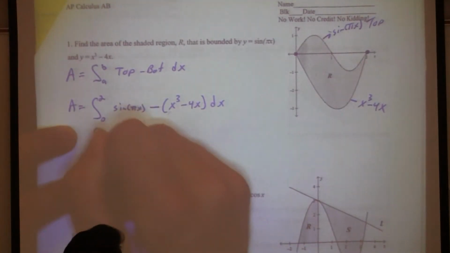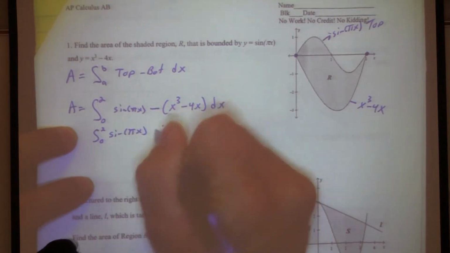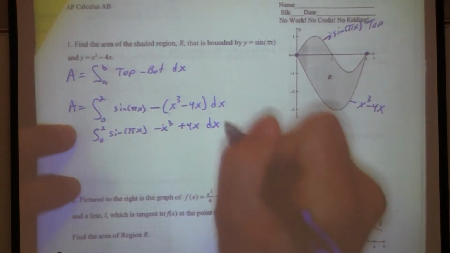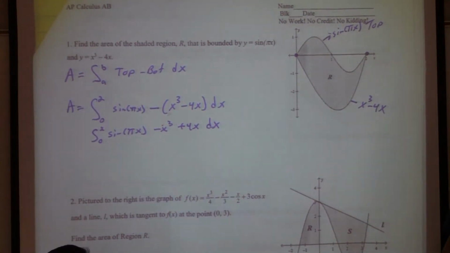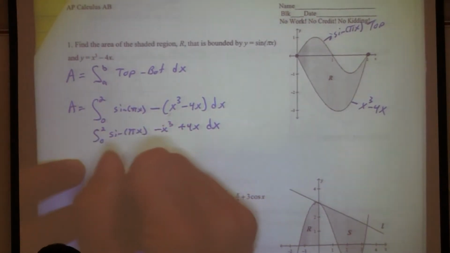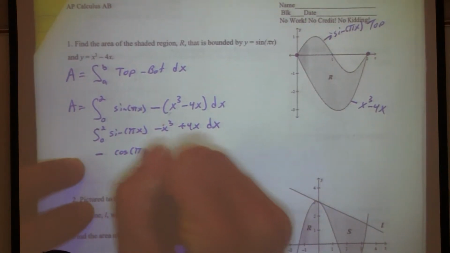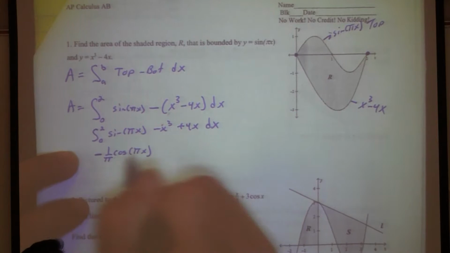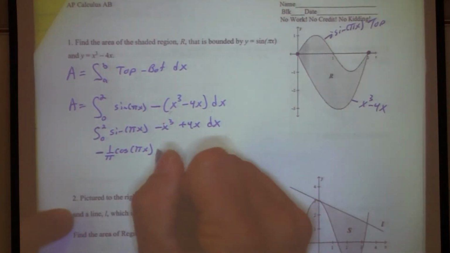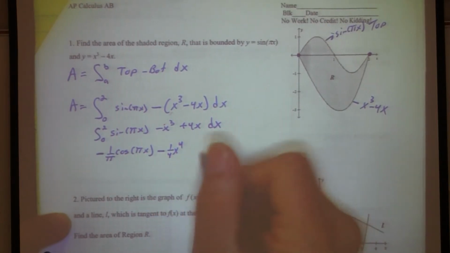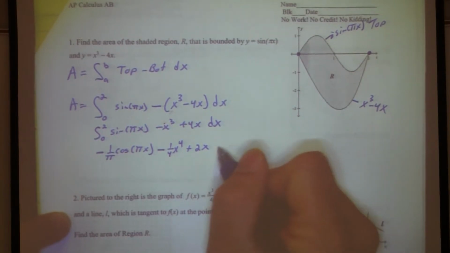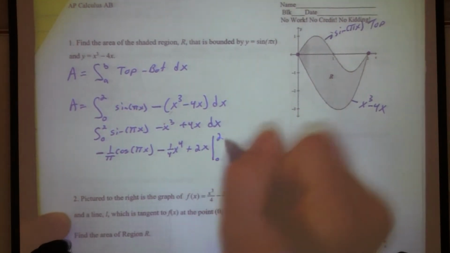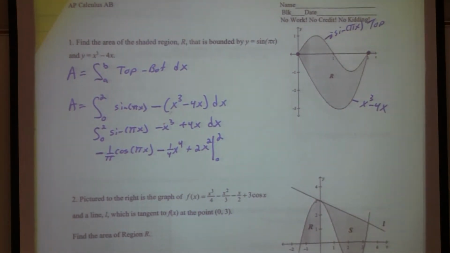Okay? This is really the integral from 0 to 2 of sine pi x minus x to the third plus 4x dx. And let's integrate each part. It's going to be the integral of sine of pi x. What's the integral of sine of u? Negative cosine? Okay, so it would be negative cosine pi x. What are we missing in the front though? Not pi. 1 over pi. Okay? Minus 1/4 x to the fourth plus 2x evaluated from 0 to 2? 2x squared, yes, you're right. I divided by 2, but I didn't put the 2x.